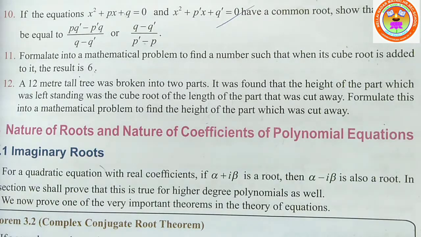See the next question, question number 12. This is the last sum from this part. Go through the question. See, a 12-meter tall tree was broken into 2 parts. It was found that the height of the part which was left standing was the cube root of the length of the part that was cut away. Formulate this into a mathematical problem to find the height of the part which was cut away.